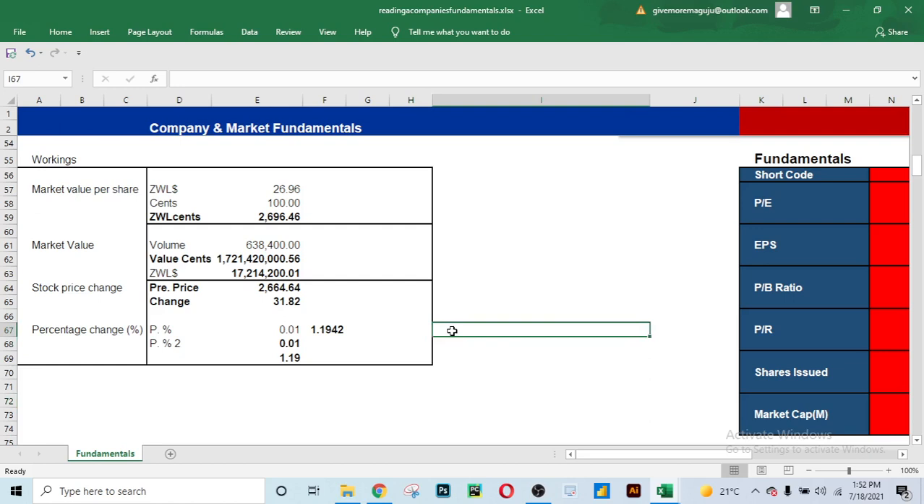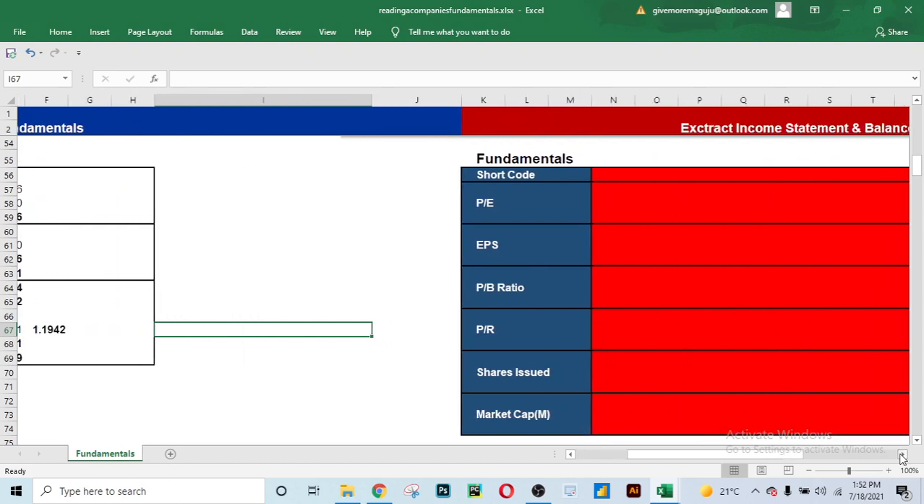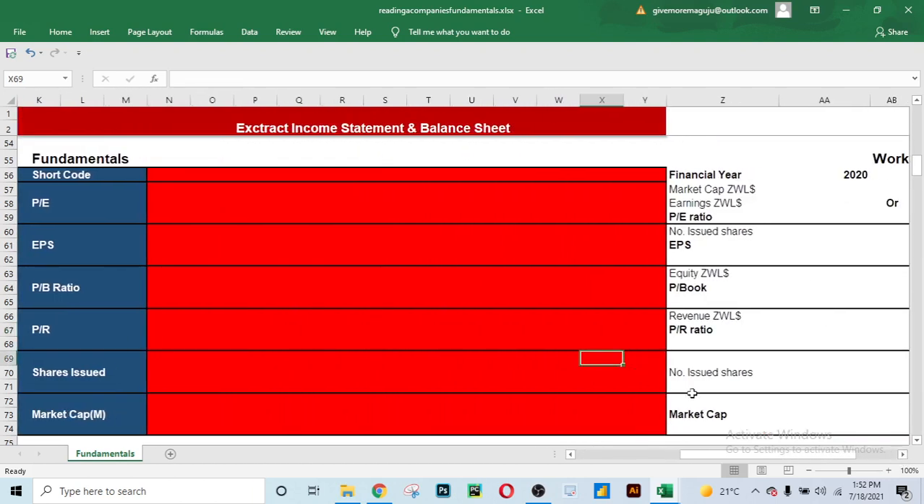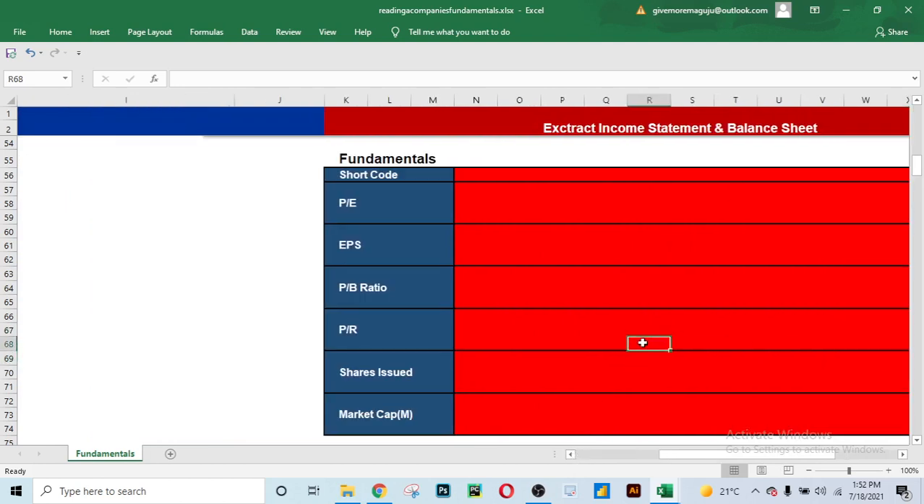I just want you to watch another tutorial where we are going to cover market fundamentals. We will have fun doing this. In the next tutorial, we are going to cover how to calculate the PE ratio. I'll start by explaining what PE is and how we are going to calculate it, what is earnings per share, what is price to book ratio, price to revenue, what are shares issued, and what is the market cap. I'm going to cover all this, and I believe we are going to have fun in this section.